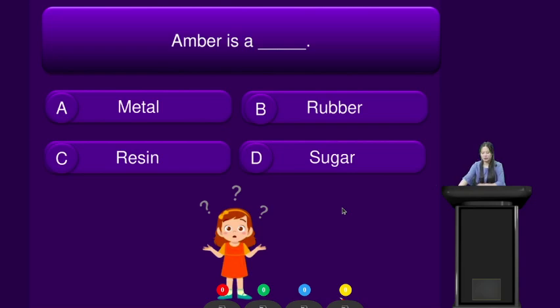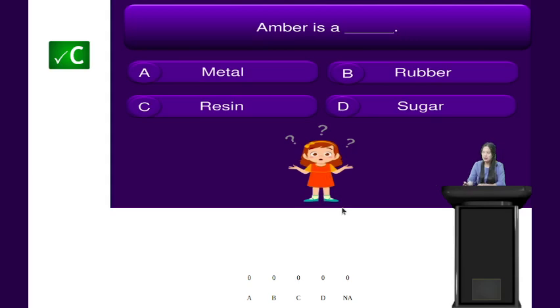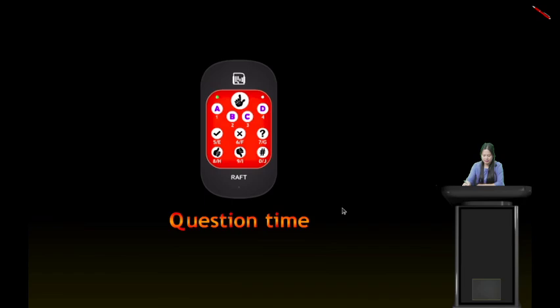Alright, students, your time is up, and yes, very good. The correct answer is option C, that is amber. Amber is a resin. So option C is the correct answer.